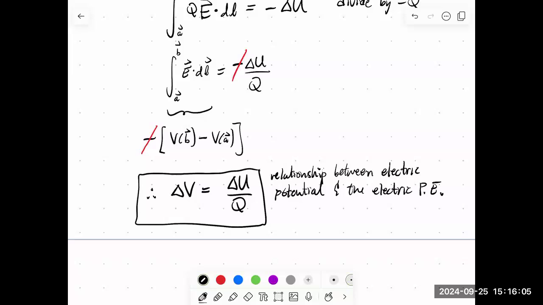Okay, so that's where we'll leave it for today. What we'll do next week, there's no class on Monday. So on Wednesday, we will finish up this energy discussion. We're going to try to talk about how much energy it costs to assemble some distribution of charge. And then we'll talk about conductors and electrostatics.